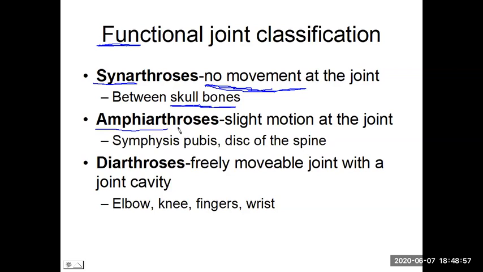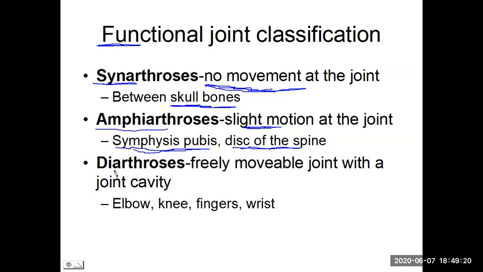Amphiarthrosis means there's just a limited range of flexibility, so a very slight give. And great examples would be the cartilage of the pelvis or the intervertebral discs from one vertebra to the next. So just a very slight, limited range of flexibility.